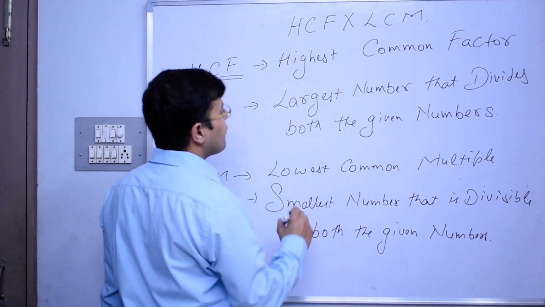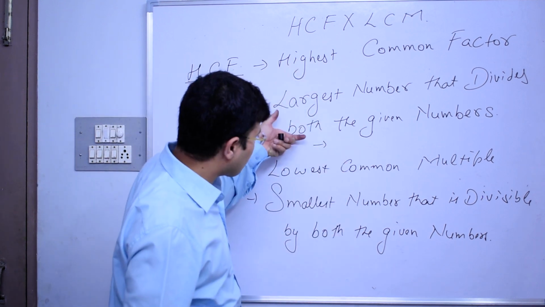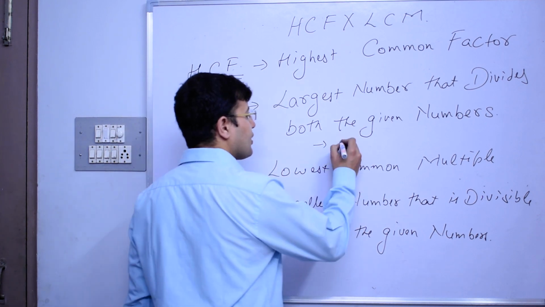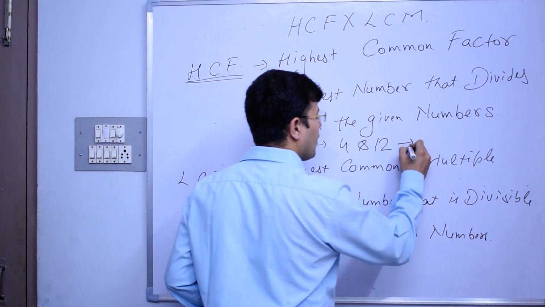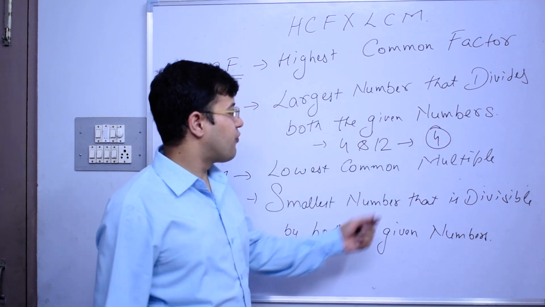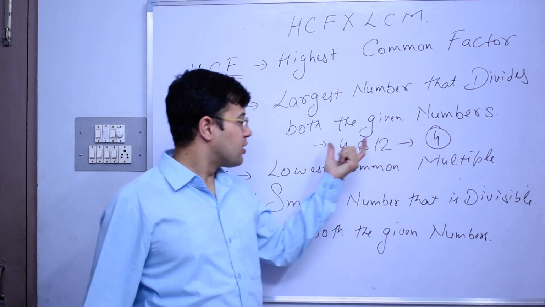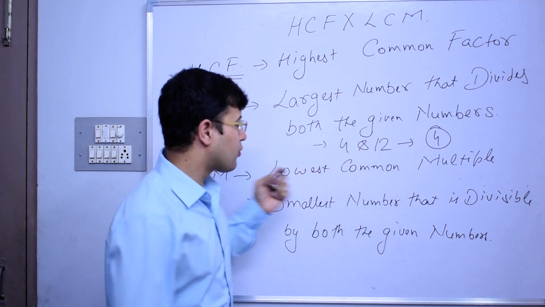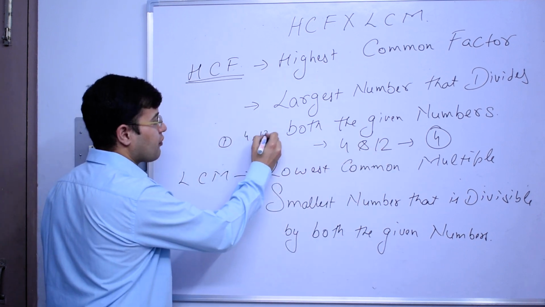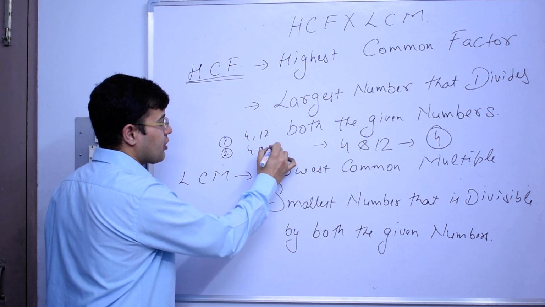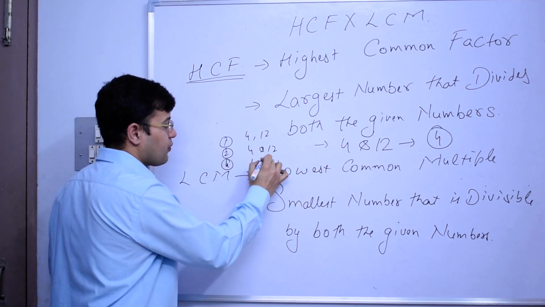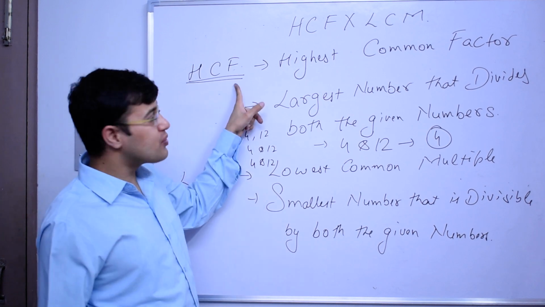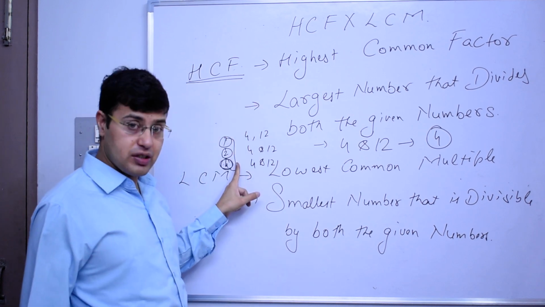Now HCF. First of all, we'll give a difference between HCF and LCM, then we'll start with the HCF. Let's say the HCF of 4 and 12 will be 4, as 4 is the largest number that divides 4 and 12 both. It can also be 1 and 2, because 1 also divides 4 and 12, 2 also divides 4 and 12, and 4 also divides 4 and 12. But the largest value among those is 4.